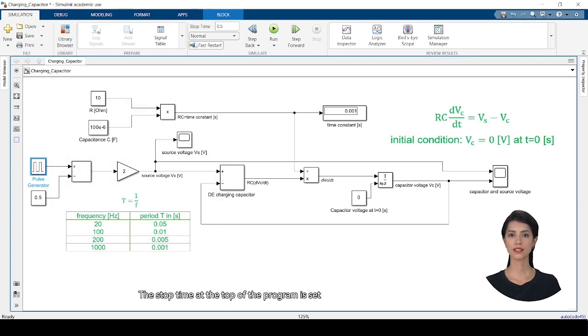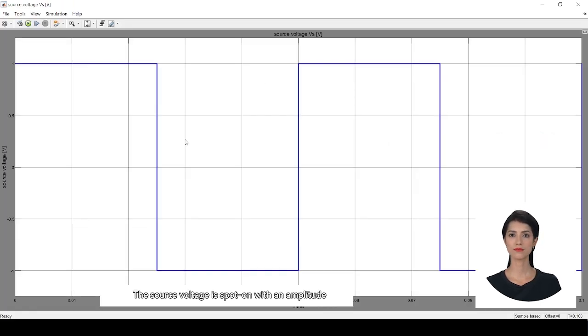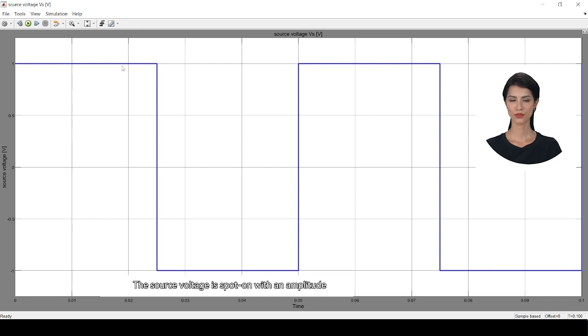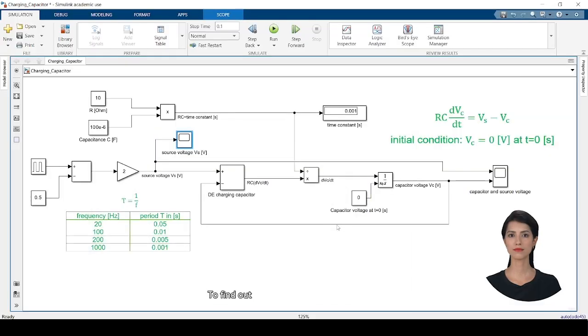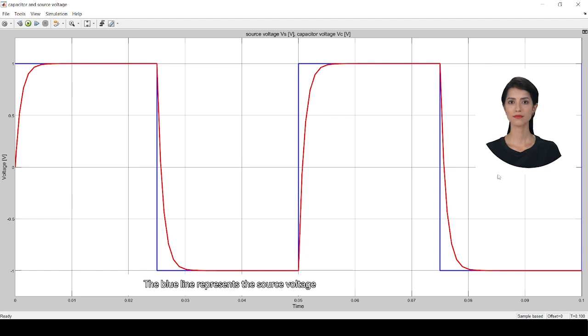The stop time at the top of the program is set to 0.1 seconds. We next run the program. Here's what the generated signal looks like. The source voltage is spot on with an amplitude of 1 volt and a period of 50 milliseconds, repeating itself perfectly. You can see the period indicated below. Now, what does the capacitor voltage look like? To find out, I'll click on this scope to reveal both voltages.